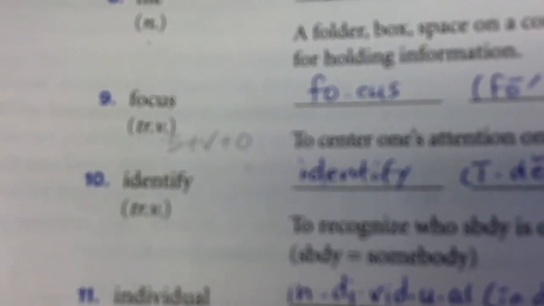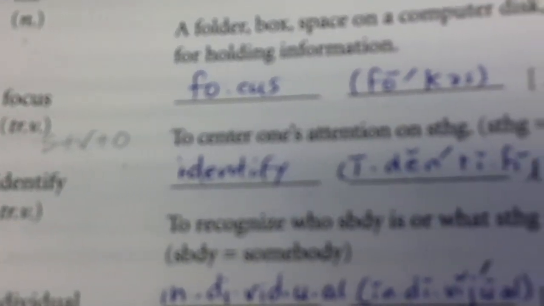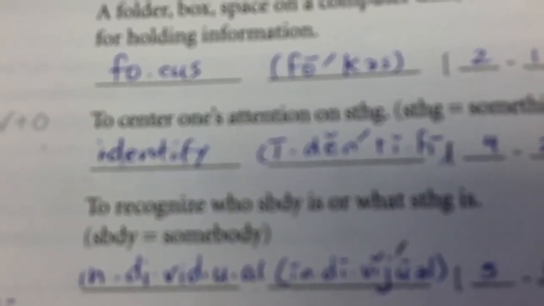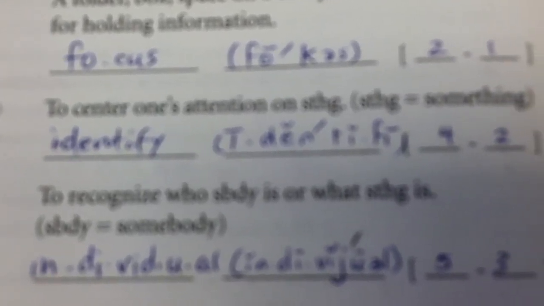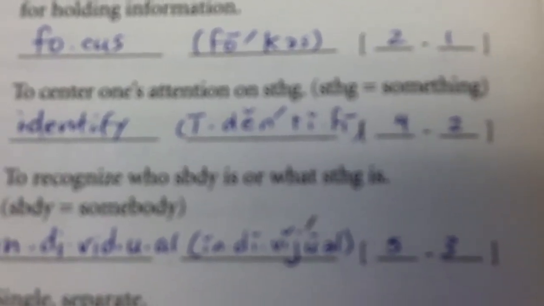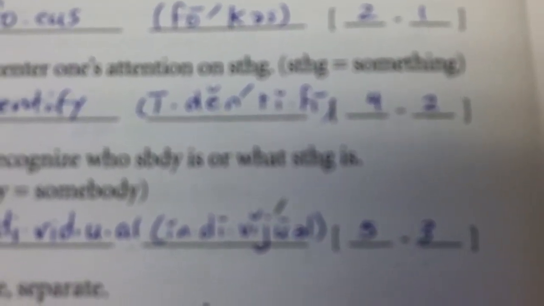All right, let's look at number 10, identify. Identify. This is a transitive verb. How many dots are there? Three. Because there are four syllables. And so where are those dots? I dot, D-E-N dot, T-I dot, F-Y. Good. Identify. Syllable stress code? Two. Right. Four syllables, stress the second.